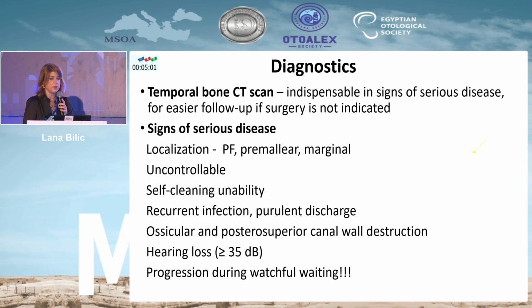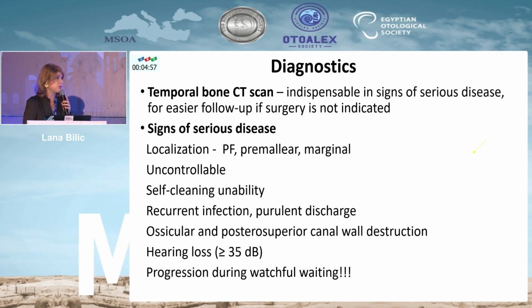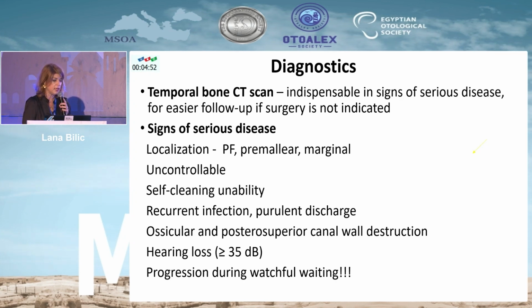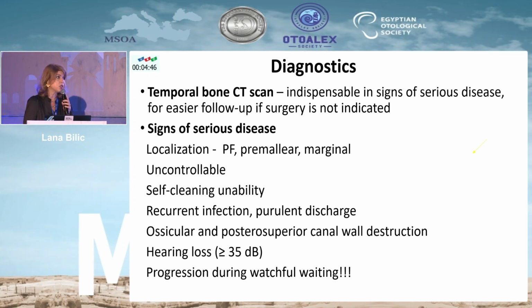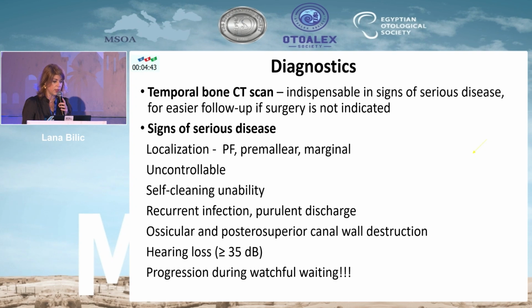So what are those important signs of serious disease? Localization of retraction. Is the retraction controllable? If it's not controllable, self-cleaning inability, recurrent infection, purulent discharge, ossicular and posterior superior canal wall destruction, hearing loss which is higher than 35 decibels, and progression during watchful waiting.